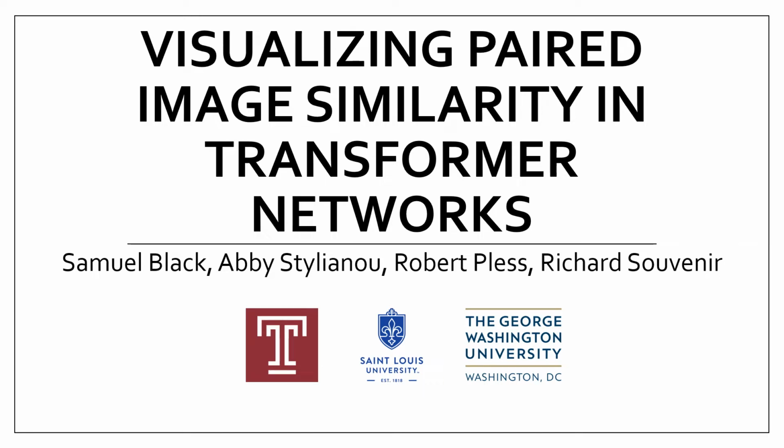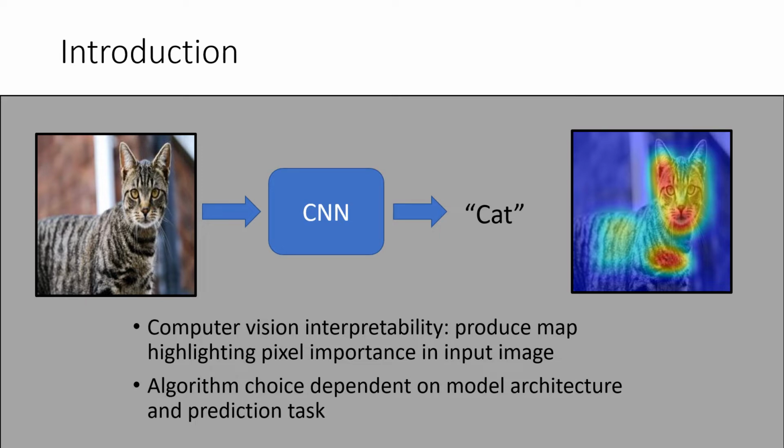Today I'll be presenting our work, Visualizing Paired Image Similarity in Transformer Networks, co-authored with Abby Stilianu, Robert Pless, and Richard Souvenir. In the field of deep learning, interpretability algorithms aim to explain why models make the predictions that they make. For computer vision models, oftentimes these algorithms produce a heat map that highlights the relevant pixels from the input image. The choice of the algorithm is predicated on the model architecture and the prediction task.